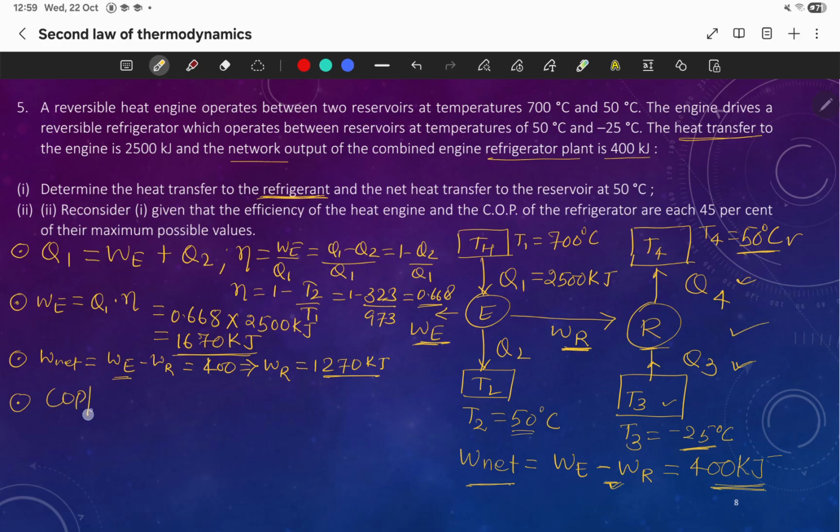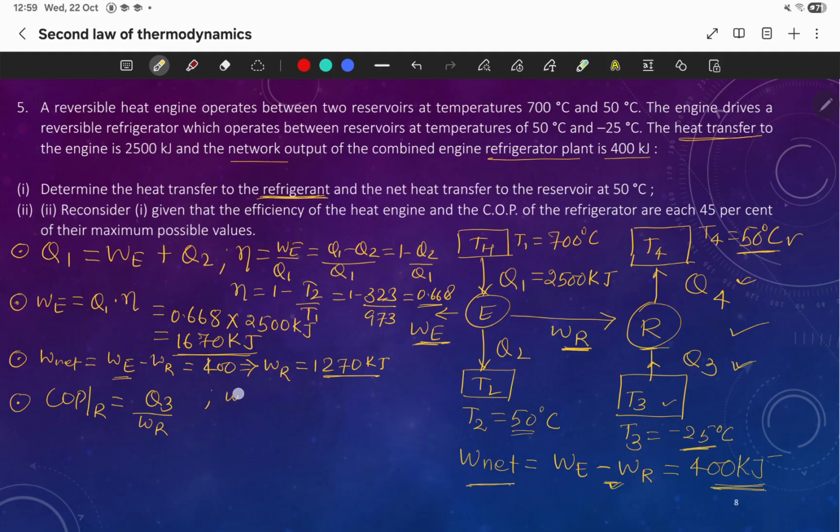So this will be the COP. Just calculate the COP for the refrigerator. This will be T3 upon, so just write it properly and we will get the answer. So this will be Q3, the desired effect, upon WR. Okay, and just write the energy balance for the refrigerator.